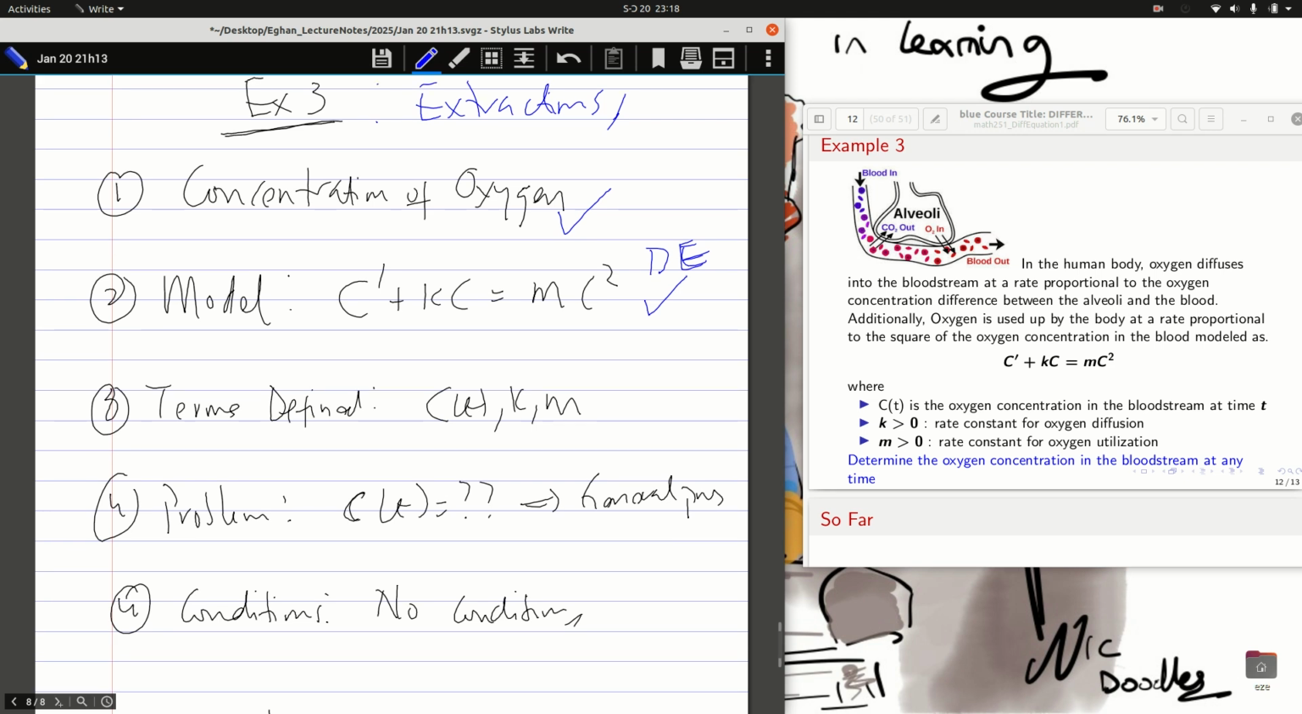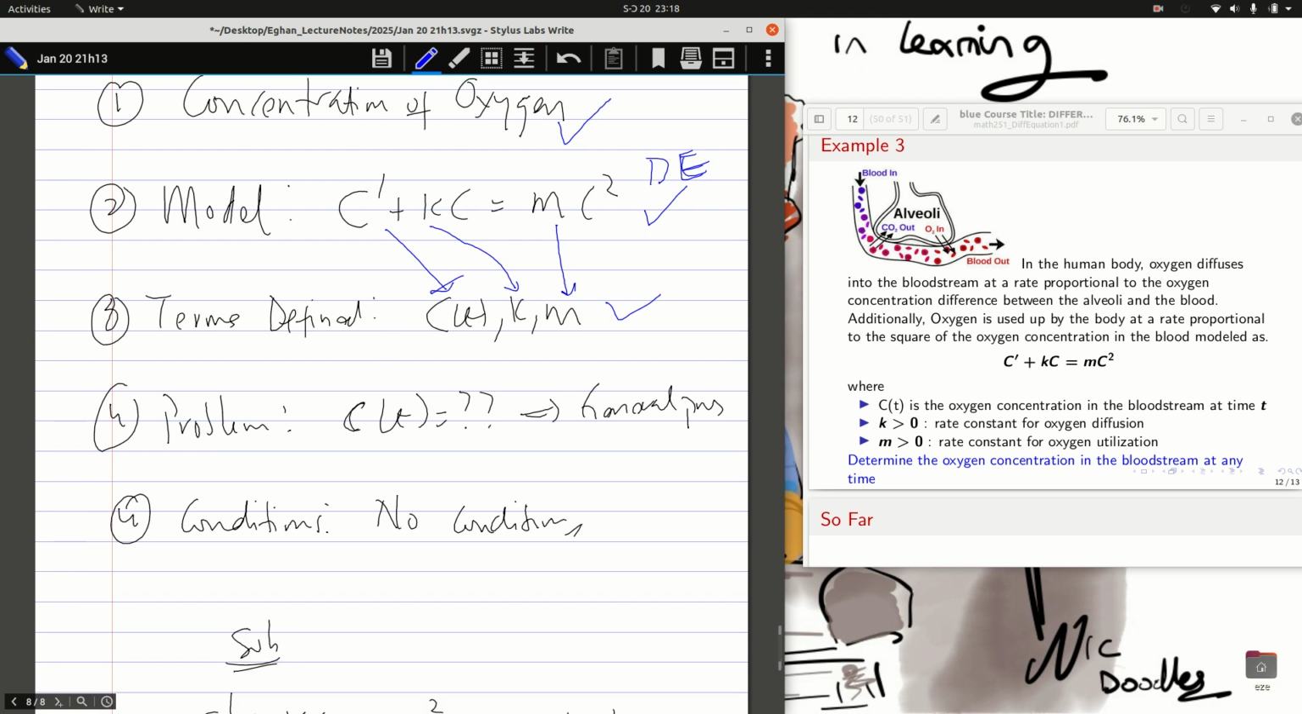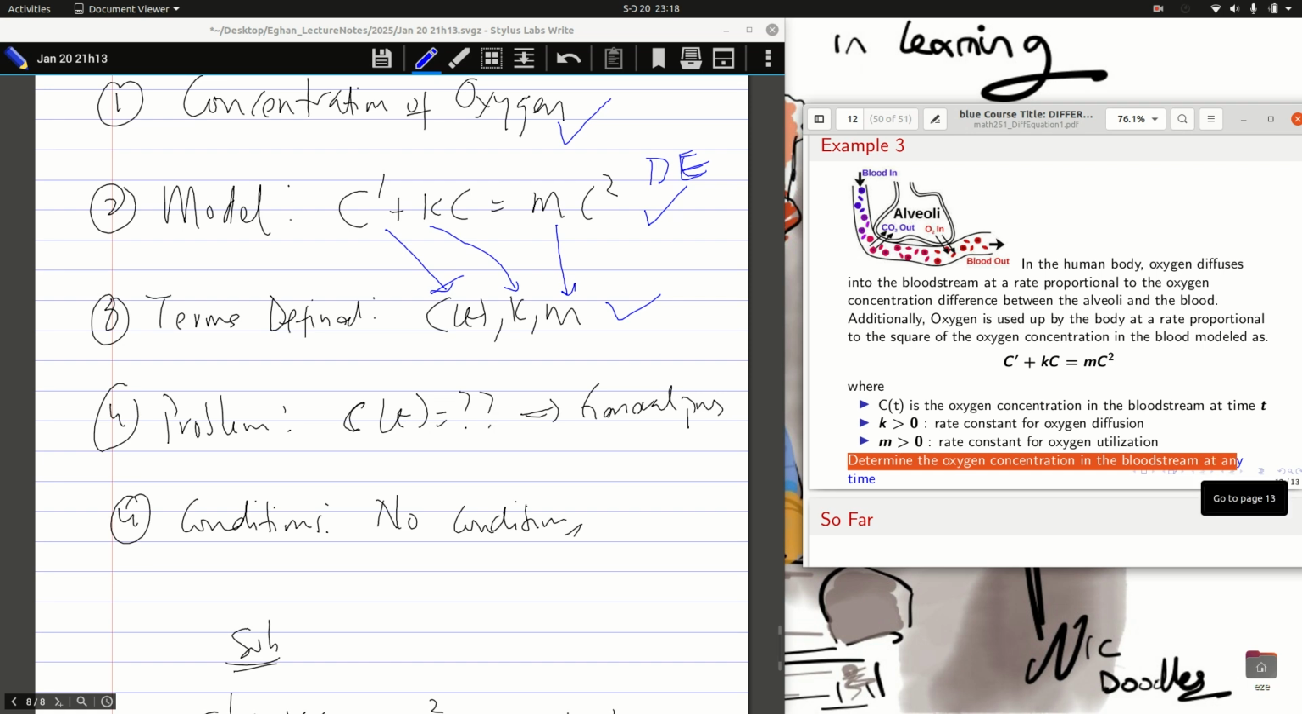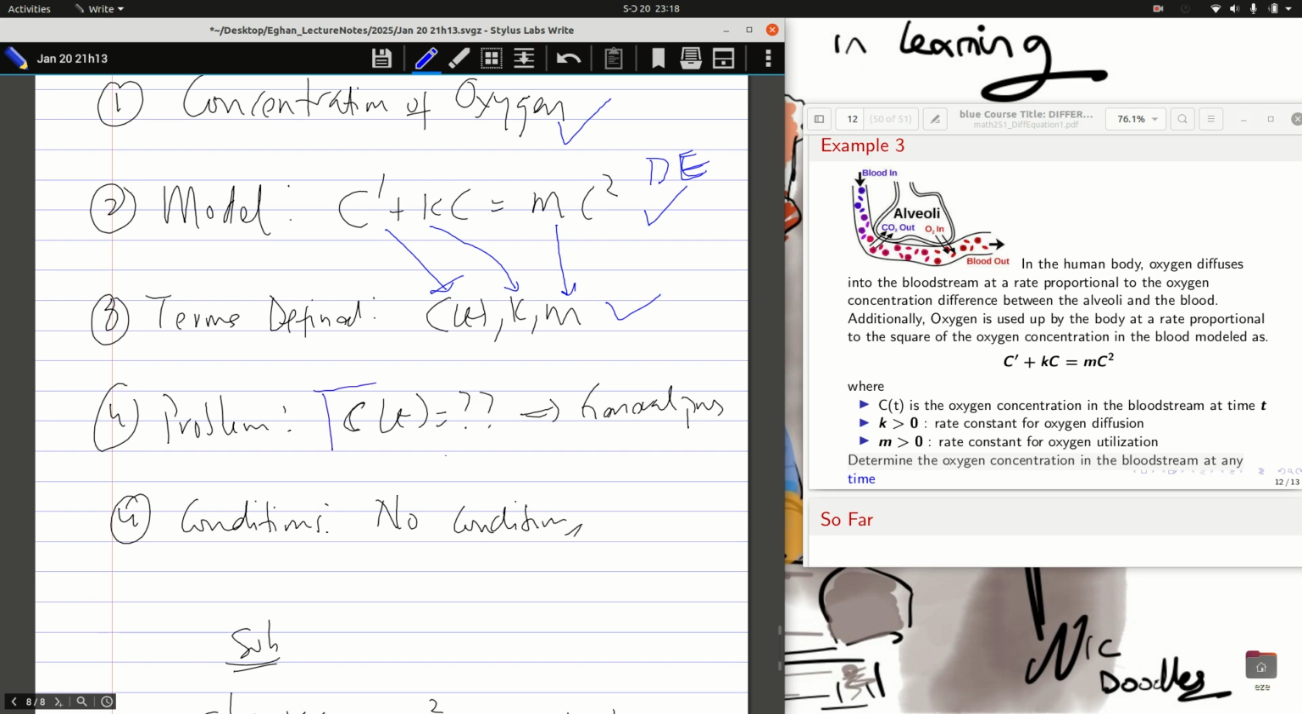Are the terms defined? Yes, the terms are C, K, and M. They are well defined in the preamble, so you must know them. Then you ask yourself, what is the problem I'm trying to solve? It is given as the blue sign. It says determine the oxygen concentration in the bloodstream at any time t. It means you are just looking for C of t, and because there are no conditions, this is a general solution.